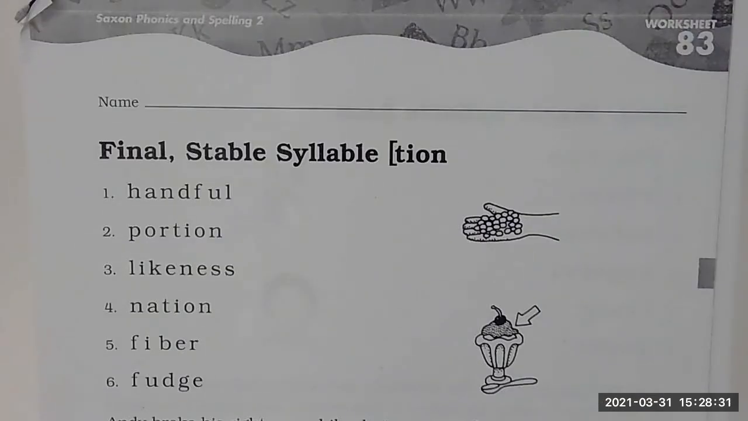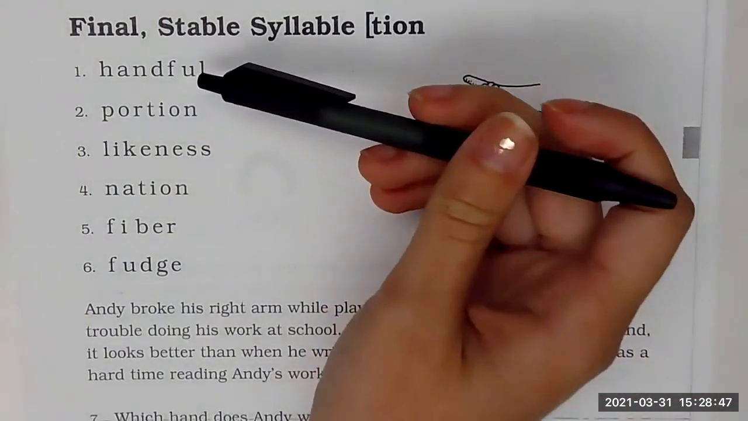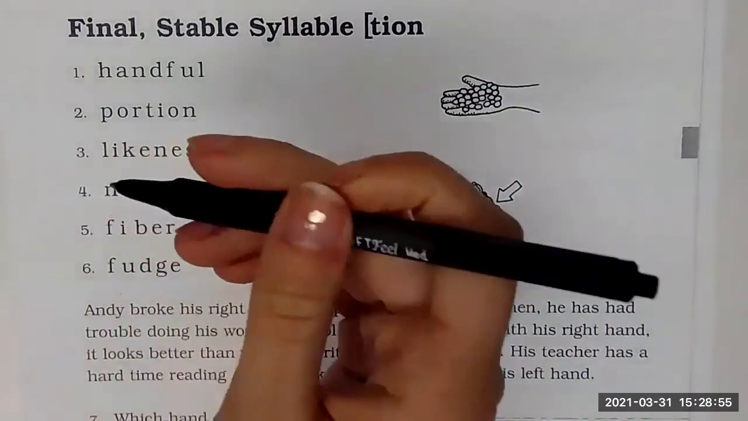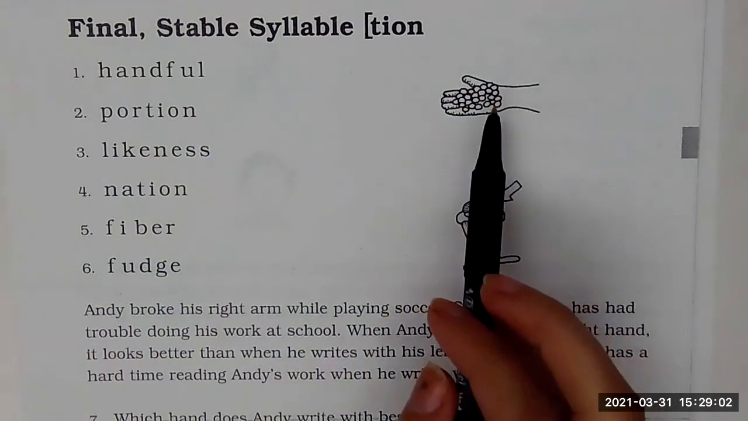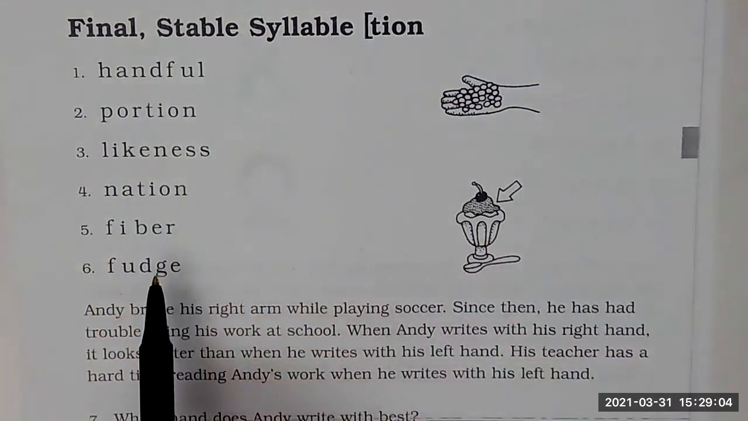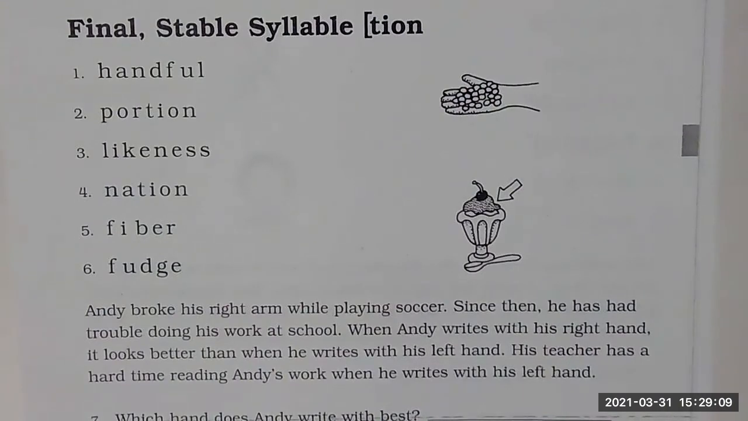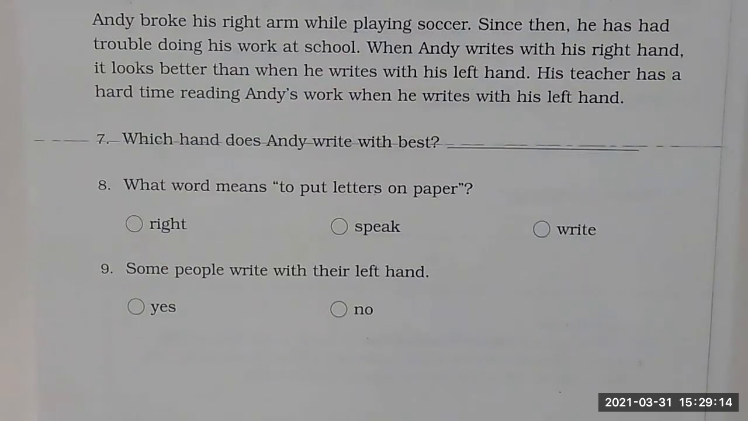Take a look at worksheet 83. First, code the words by numbers 1 through 6. Then, read them out loud to yourself. When you're done, draw lines from the pictures to the matching words. When you're finished with that, read the paragraph and answer the questions.